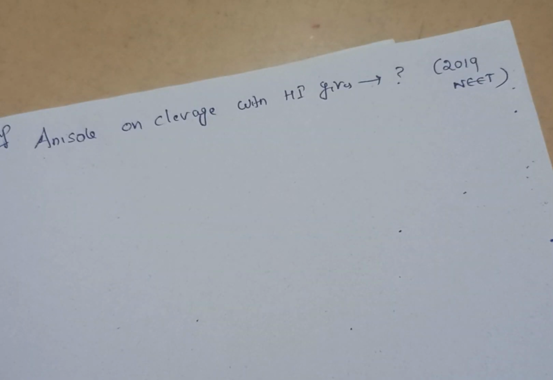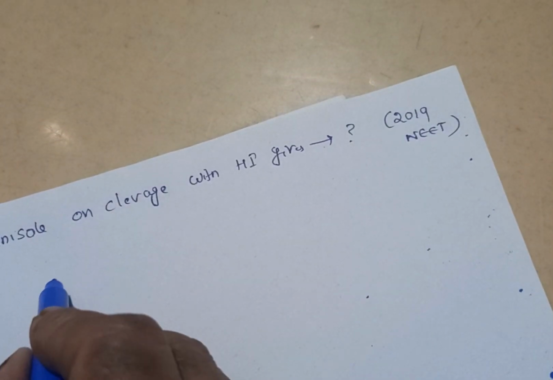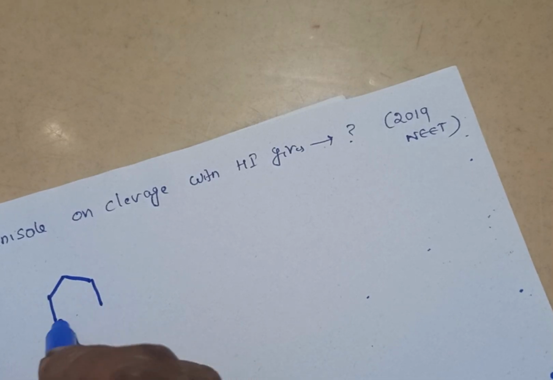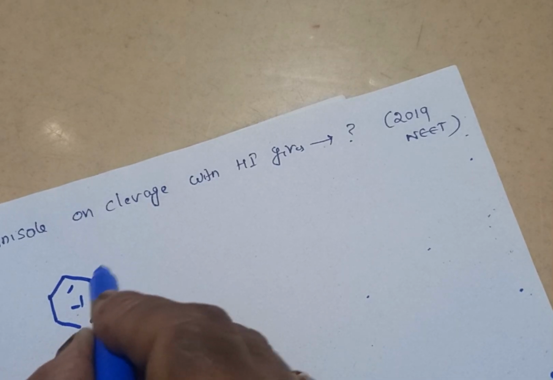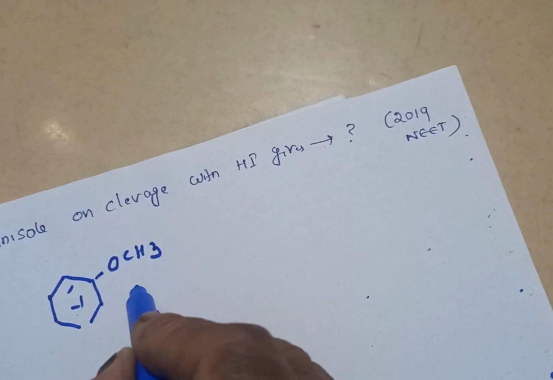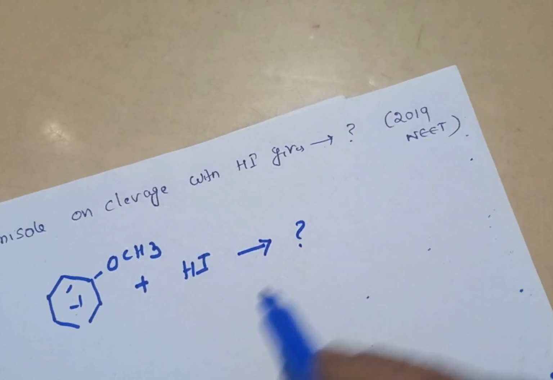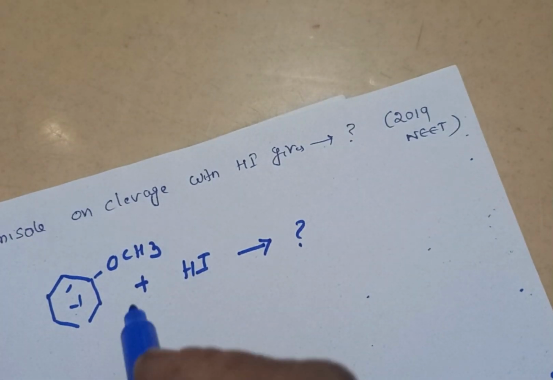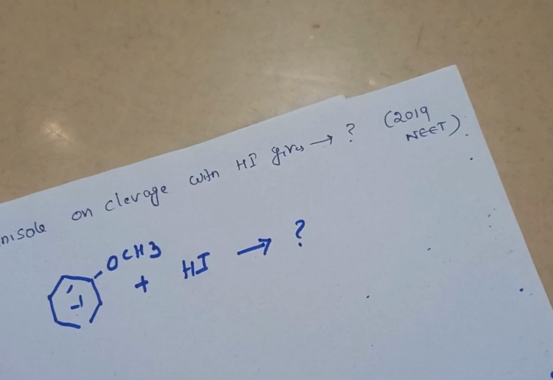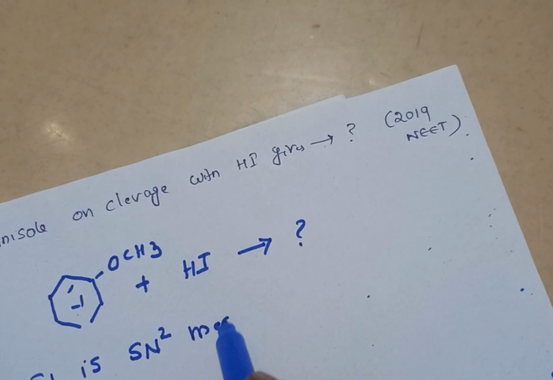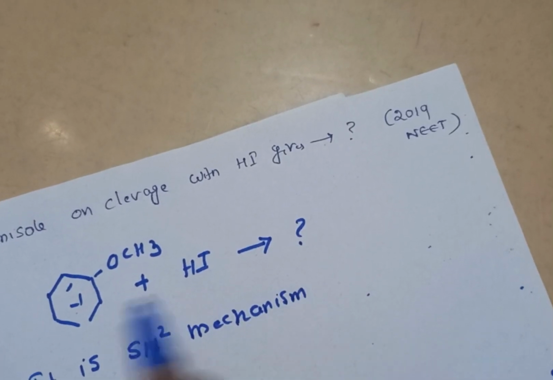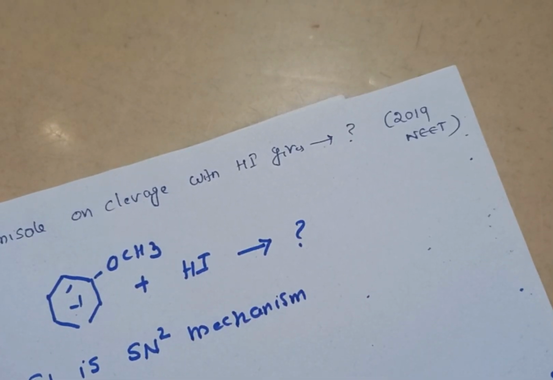What is the common mistake students generally make? So first of all, anisole. What is the formula of anisole? This is the formula for anisole. When treated with hydrogen iodide, what are the products? This is the question asked. Now, always remember it is an SN2 mechanism. That means the formation of the products follows the SN2 mechanism.